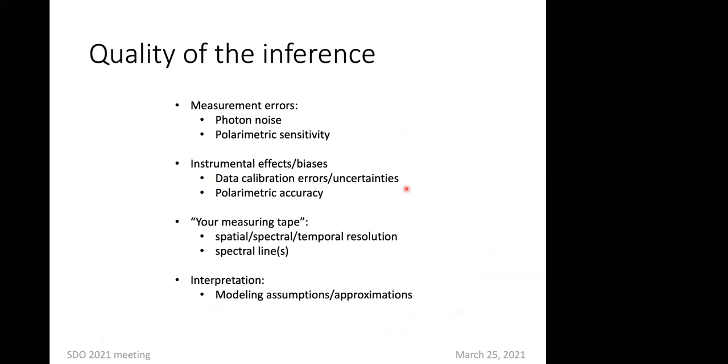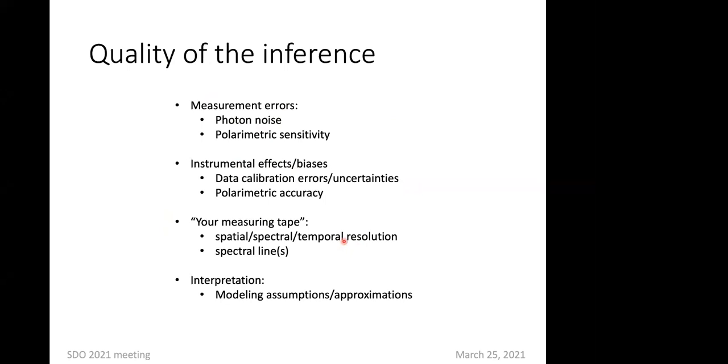The quality of the inference of the magnetic field that we make through spectral line inversions depends on multiple factors. Of course, it depends on measurement errors such as photon noise or instrumental effects, problems in the data calibration procedures, uncertainties. Also, it depends on what I like to call your measuring type, which is what spectral line or lines you choose to do your observation, what spatial, temporal, and spectral resolution you're measuring your spectral lines with, etc.